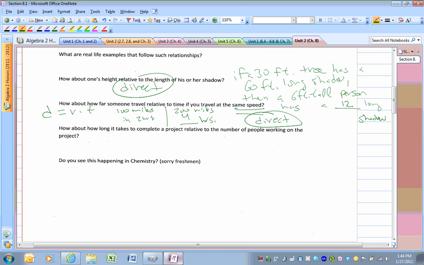But what we want to do is just understand, is this a direct or inverse relationship between distance and time? Distance and time are directly related. That's all I'm asking you. How are they related? Exactly.